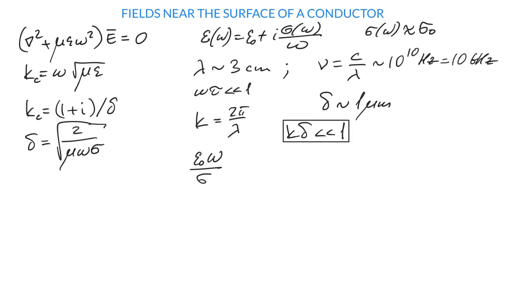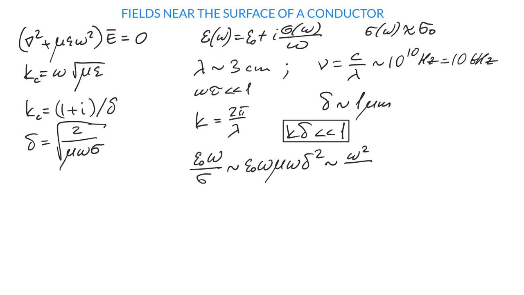Then we use the definition for delta to substitute 1 over sigma as delta squared times mu omega. So I have epsilon naught omega mu omega delta squared. So I have 2 powers of omega, and then I have epsilon naught mu. Now, assuming that mu in the conductor is of the same order as mu in vacuum, so the metal is non-magnetic, then epsilon naught mu is just 1 over c squared.